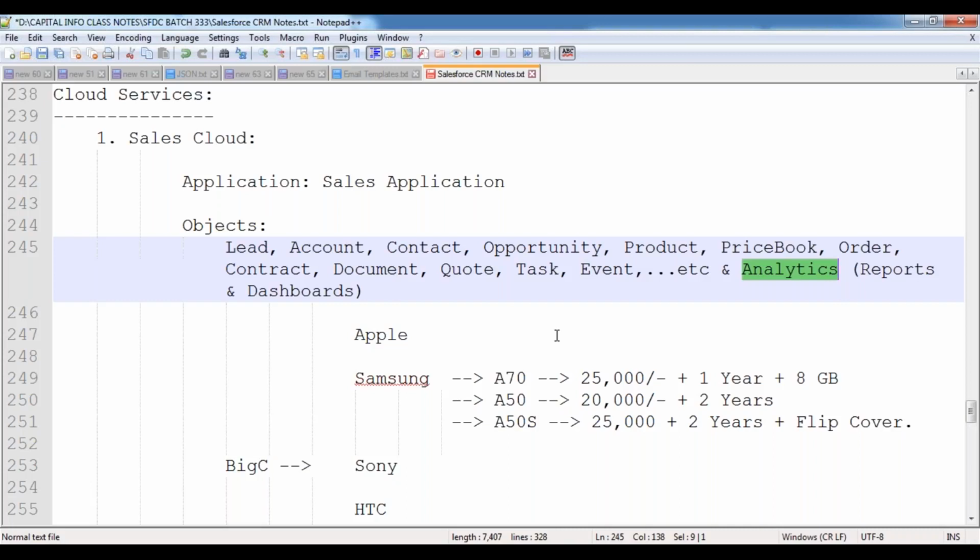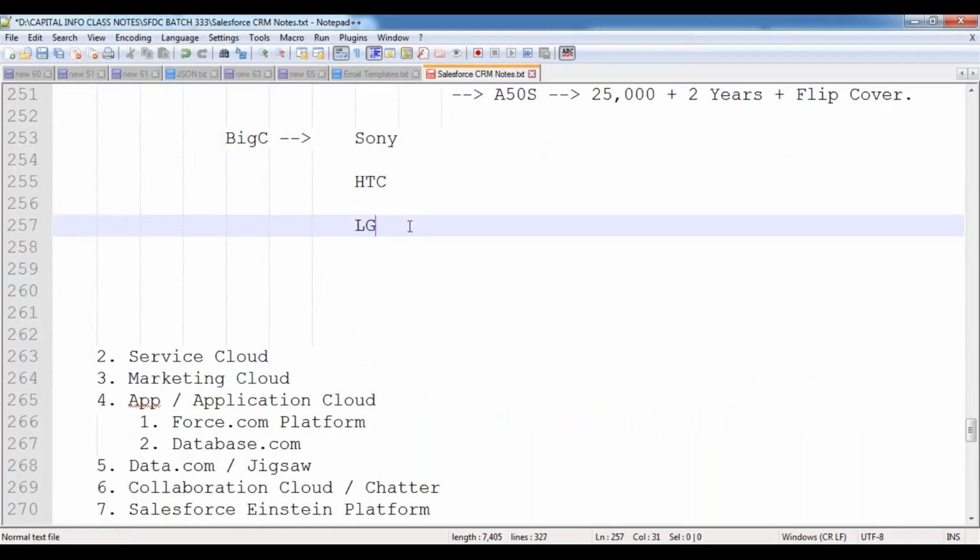When moving forward, we'll see the practical concepts of the sales processes also. How can we automate everything? We'll see during the practical concepts. Okay, next one.